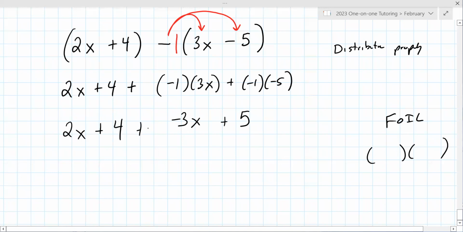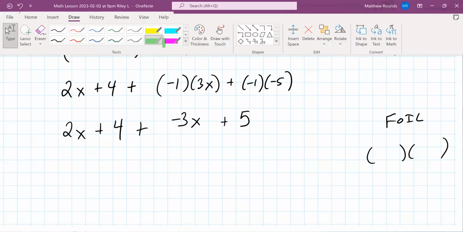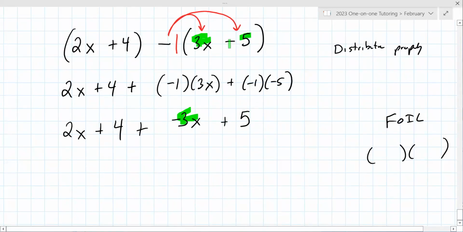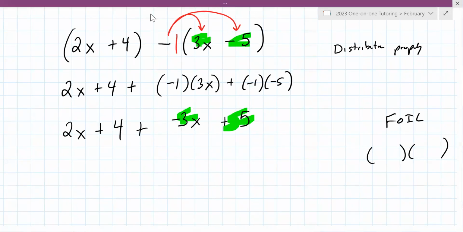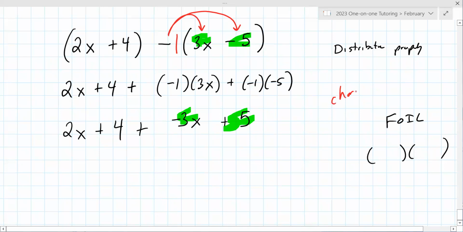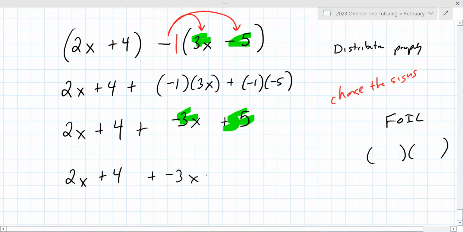Now notice this here. How does -3x compare to 3x? What's the difference between -3x and 3x? Do you see that it's just negated? Yeah, and the 5 is positive now. That's right. Another way that I like to say it, because I think this is more helpful, is that you change the signs. So 3x was positive, now it's negative. 5 was negative, now it's positive. So let me just rewrite it here: 2x plus 4 plus -3x plus 5.